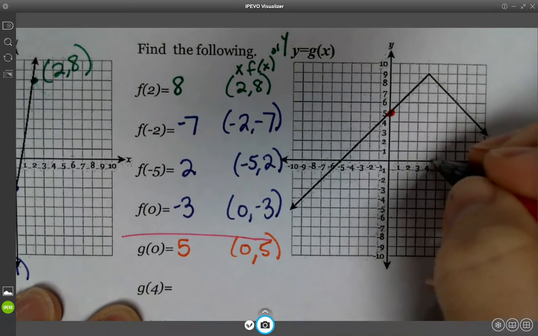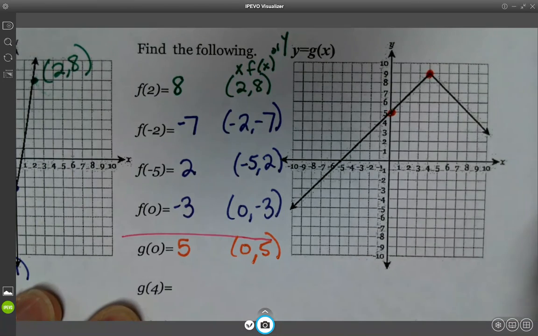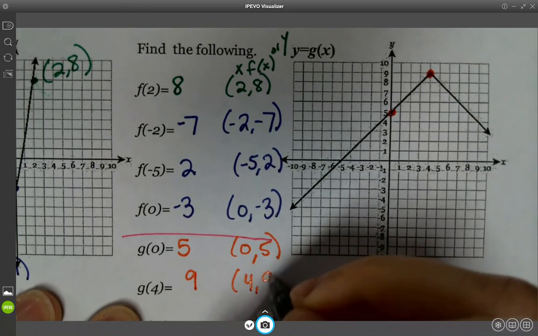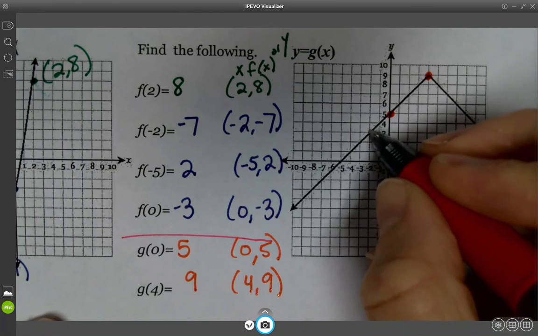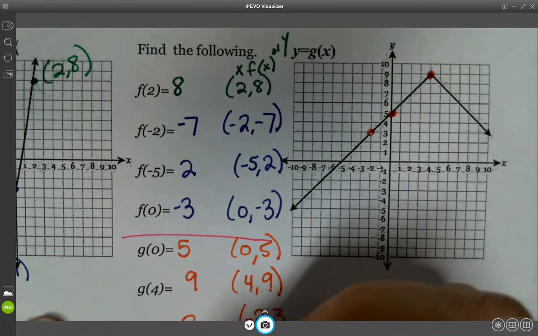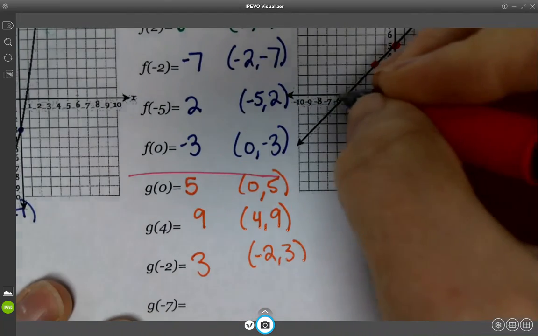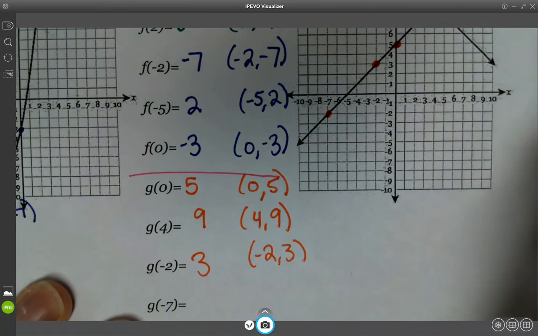All right, and then 4, I'd go over to 4 up to 9 because that's where the function is. So this coordinate is 4, 9. G of negative 2, I'd go over, up, I get 3. So negative 2, 3. And then negative 7, I'd go over to negative 7. It crosses at negative 2.